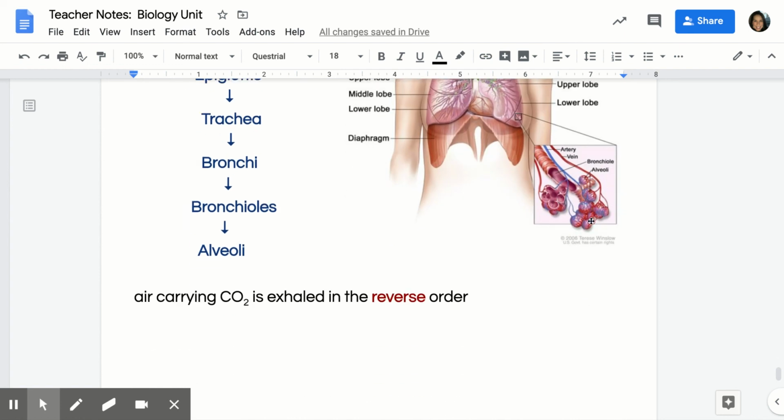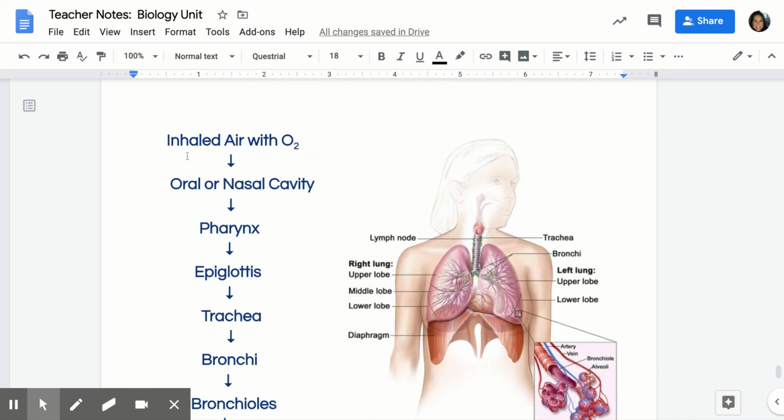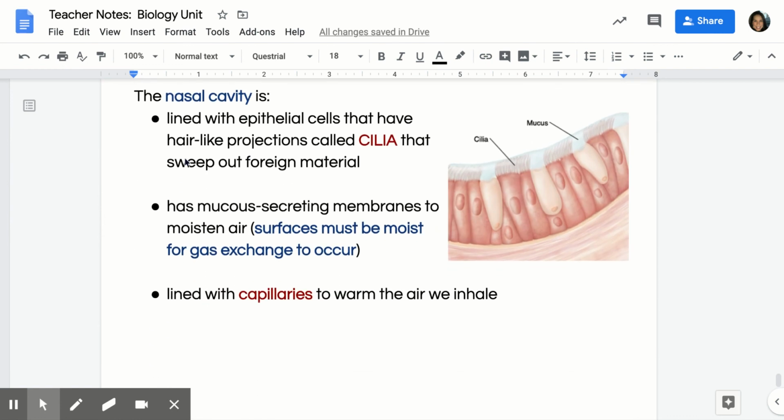Once we need to get rid of that gas, so the carbon dioxide, the opposite is going to happen. So air carrying carbon dioxide is going to be exhaled in the reverse order. So it's going to be exchanged in the alveoli, proceed to the bronchioles, the bronchi, our trachea, epiglottis, pharynx, and then whichever cavity we're exhaling from, which is usually our nasal cavity.